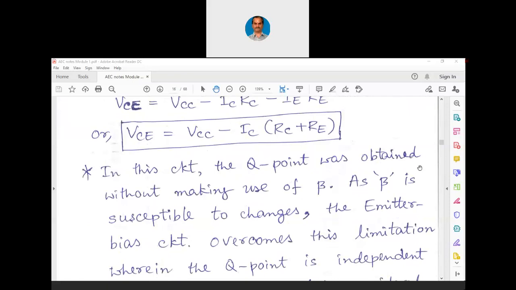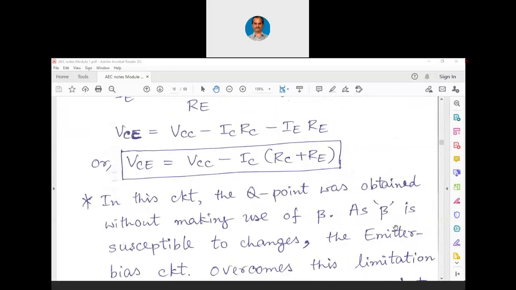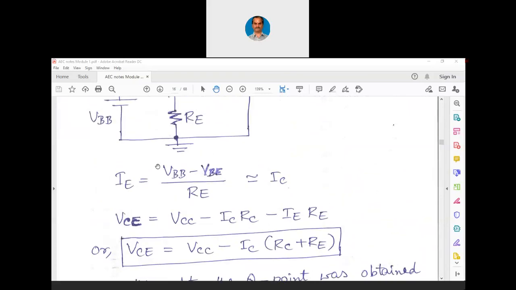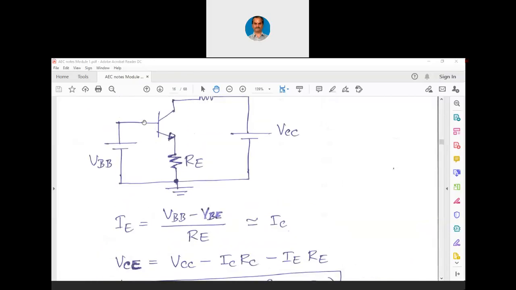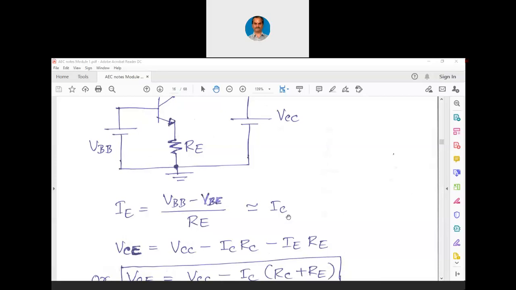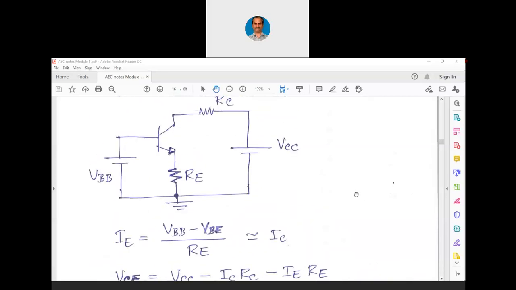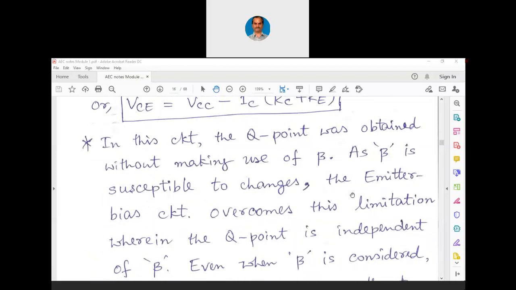In this circuit, the Q point was obtained without making use of beta. You can see here, we did not use beta anywhere. We approximated IE equals IC and we found out VCE. We did not take care of the input side's base current at all, because we can always approximate IE with IC. In such a case, this circuit can work independent of beta as such. That is the advantage of this emitter bias. So in this circuit, the Q point was obtained without making use of beta. This is an important point.